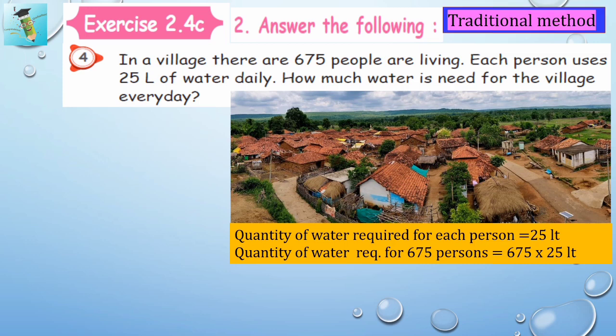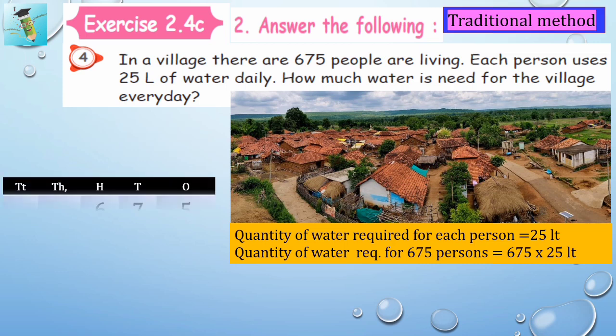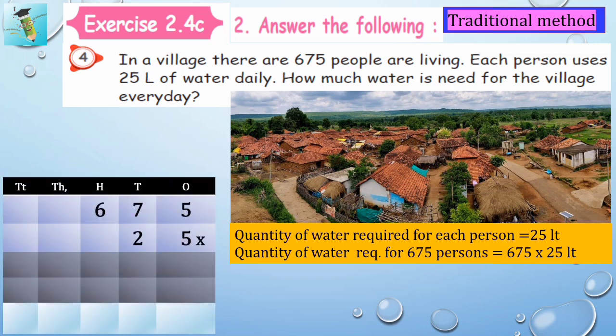Okay, for this I select once again the traditional method as it is. 5 5s are 25, so 5 and 2 above, 5 7s are 35 plus 2 is 37, so I entered 7 here and 3 above. Once again 5 6s are 30 plus 3 is 33.